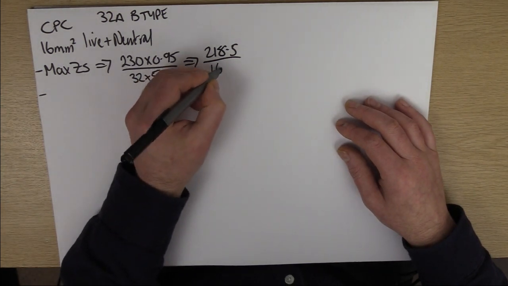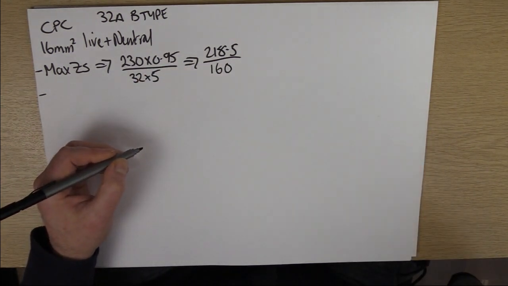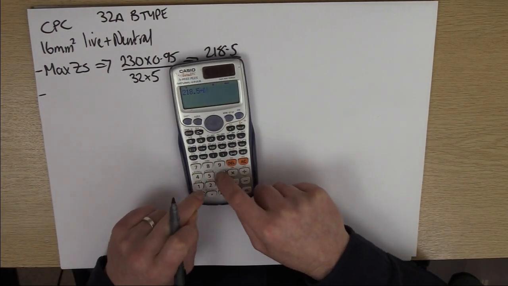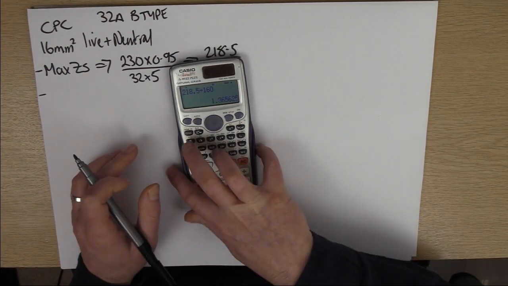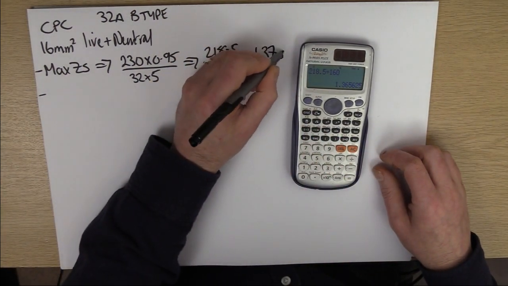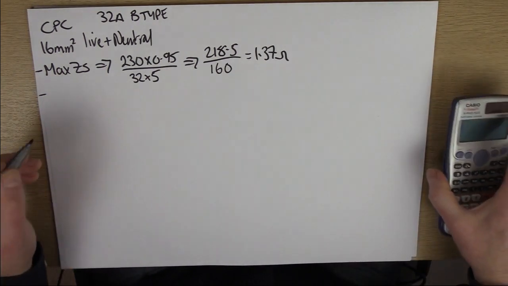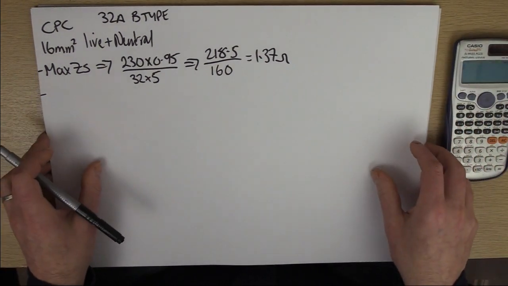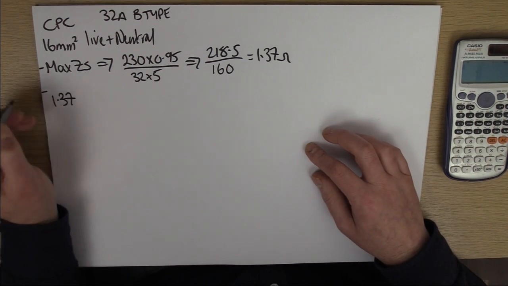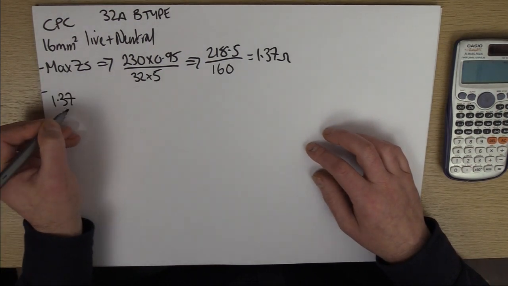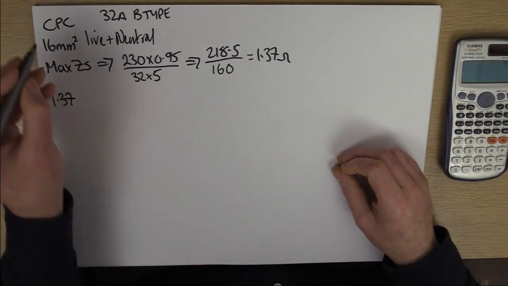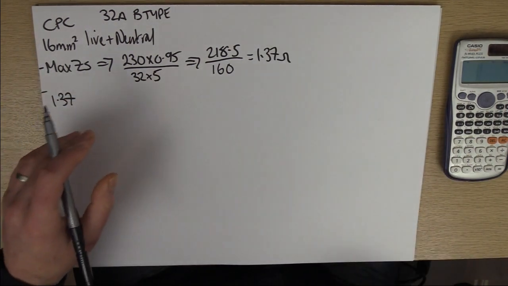And 32 times 5 is 160. 208.5 and 1.37. Really need to mix these up. 1.37 then, that's our target. But we probably want to do better than that really. And we know our ZE, that was 0.12.